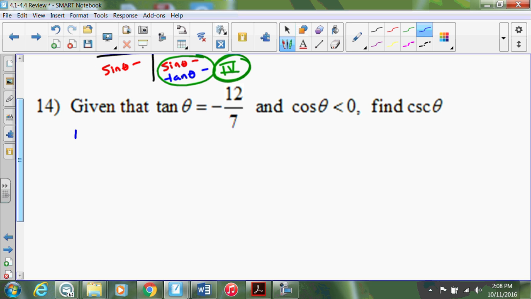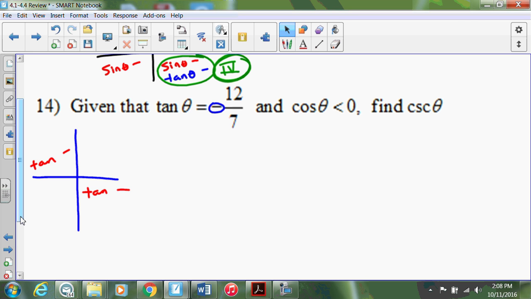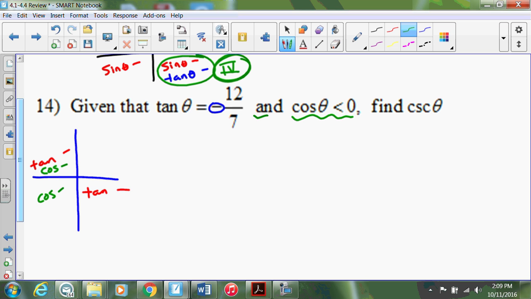But let's go ahead and look at the quadrants real quickly, because here you see that tan is negative. And once again, we know that tan is negative in the fourth quadrant and in the second quadrant. And then they also give us that cosine is less than 0, which means once again that cosine is negative. Well, where is cosine negative? Cosine is negative in the second quadrant and in the third quadrant. So where are both tan negative and cosine negative? They're both negative in the second quadrant.